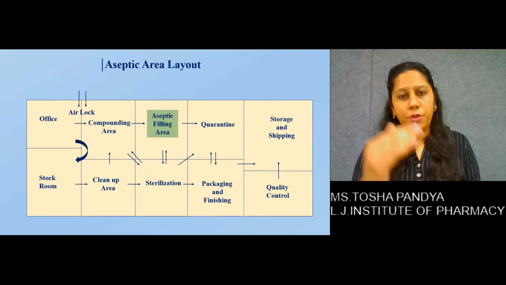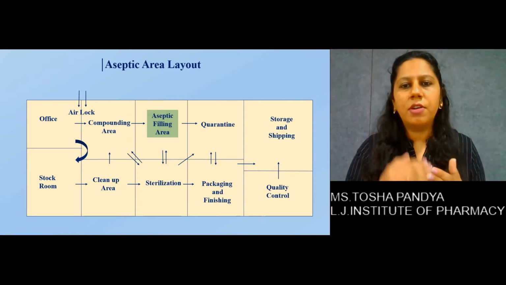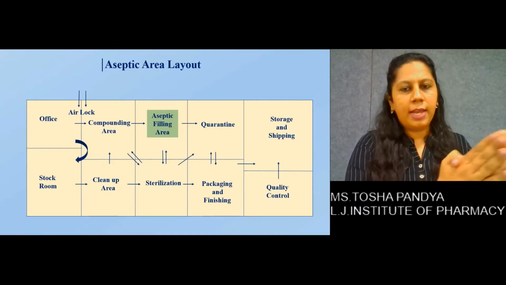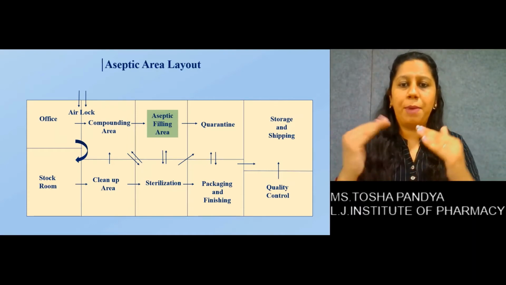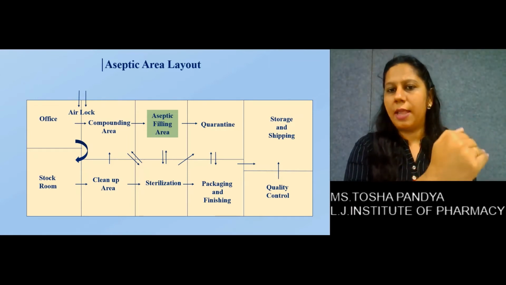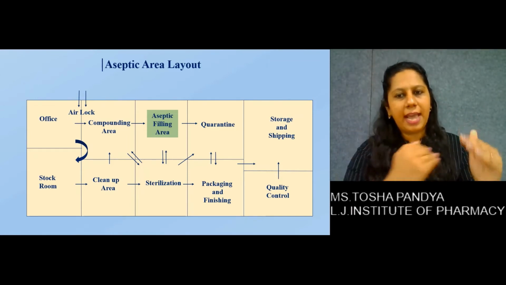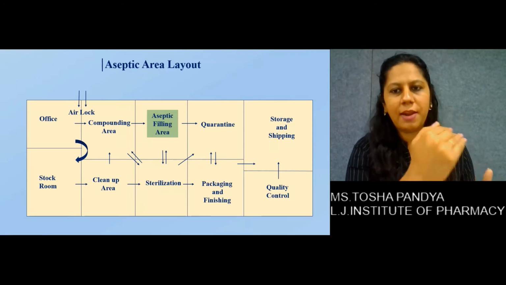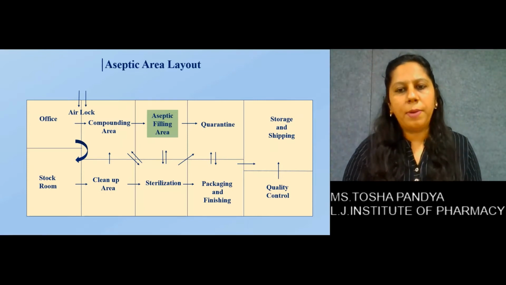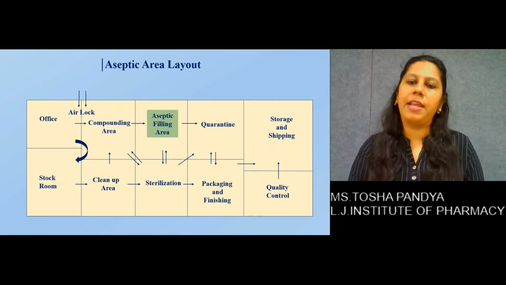For the raw materials, you have a reverse laminar airflow facility. What is laminar airflow? It is airflow in one direction. But for the raw materials, you have RAF, that is reverse laminar airflow, in which the air is forced in the opposite direction so that your raw materials are rendered free of any impurities.